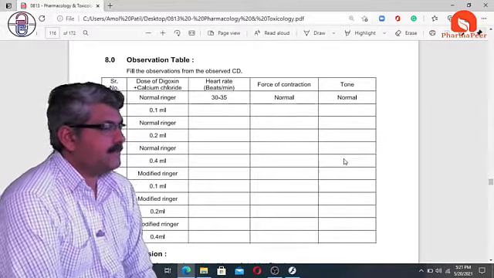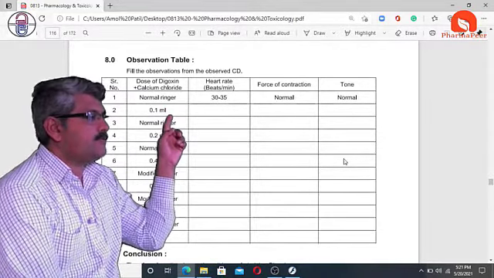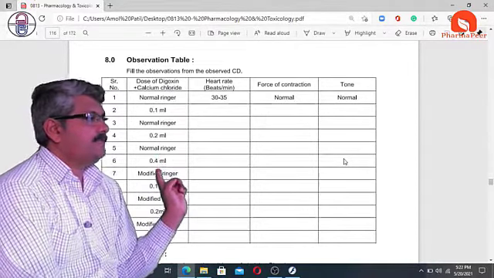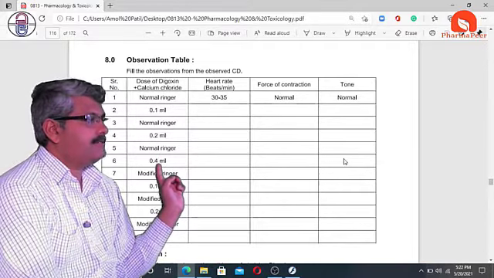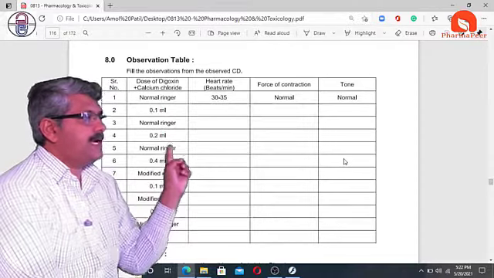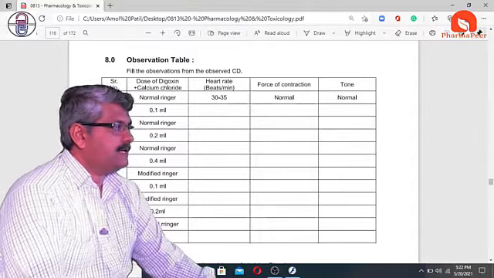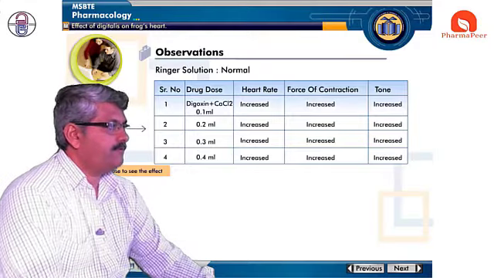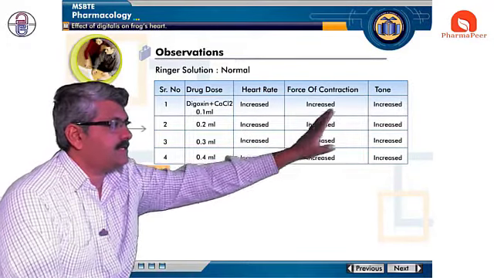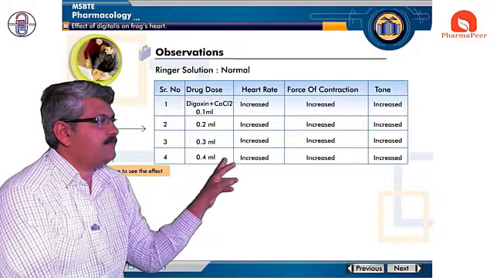With these serial numbers, there is alternate normal Ringer solution. After that, we gave 0.1 ml of the combination of digoxin and calcium chloride. Till serial number 6, we gave normal Ringer solution and 0.1 ml of the combination of digitalis and calcium chloride. And what did we find? We found an increase in heart rate, increase in force of contraction, as well as an increase in the tone with 0.1 ml, 0.2 ml, 0.3 ml, 0.4 ml.